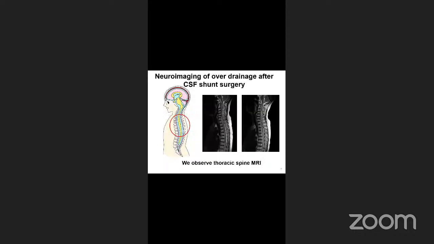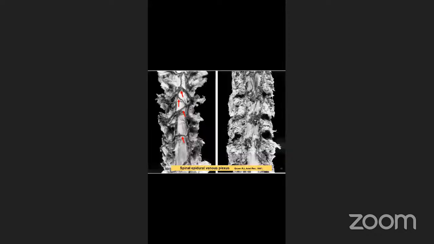We reported the unique MRI findings in two disorders, spontaneous intracranial hypotension and overdrainage after LP shunt. Normally, the spinal cord exists in the middle of the canal, like this. And we can see Batson's venous plexus in the spinal epidural space, as indicated by the red arrow. But this venous plexus normally cannot be seen in the spinal MRI.